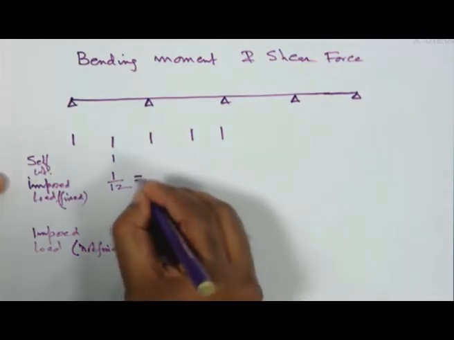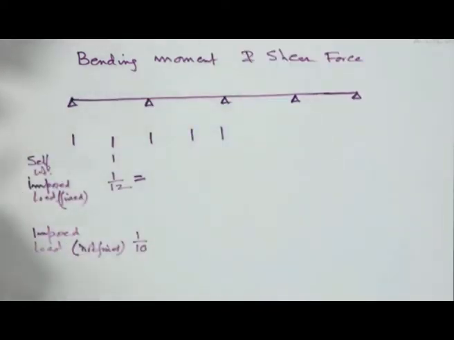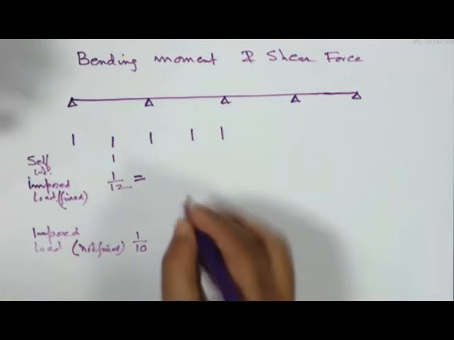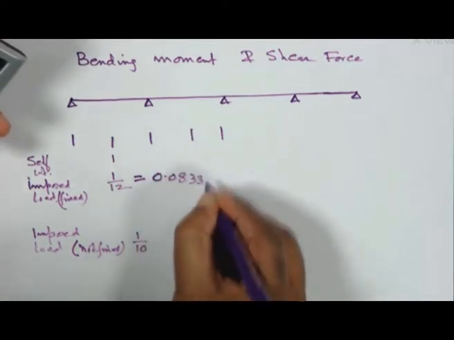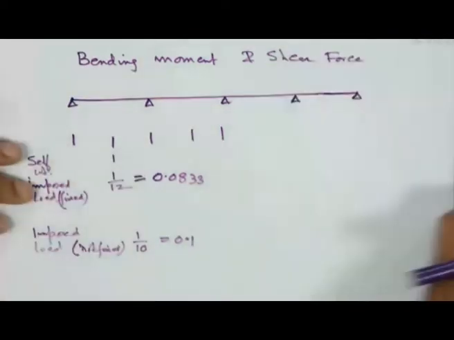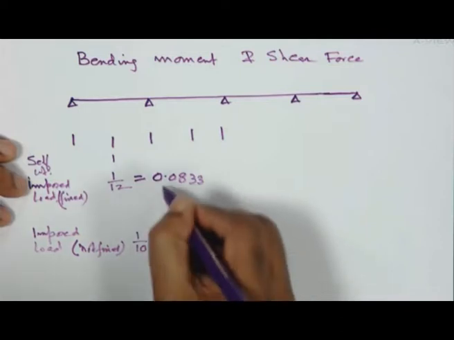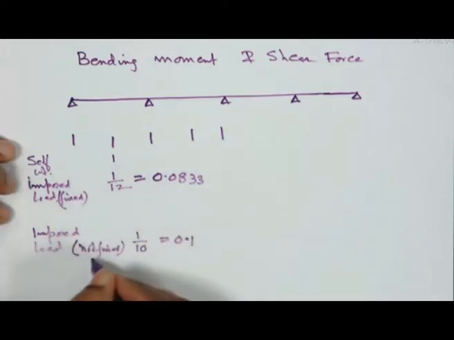1 by 10 is actually more. That means it may be difficult for you to understand here. So 1 by 12 comes as 0.0833, whereas this one has come as 0.1. So as we can see, 0.0833 is less than 0.1. Now this is fixed and this is not fixed. Superimposed load fixed and not fixed.